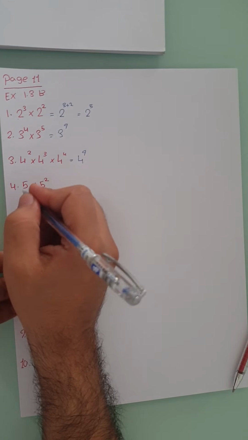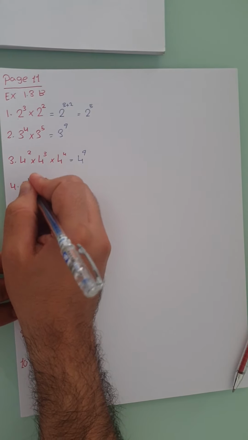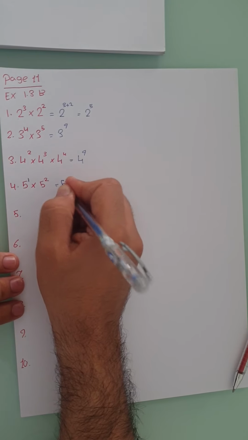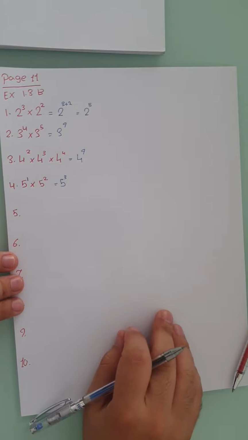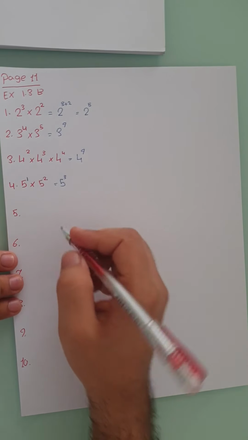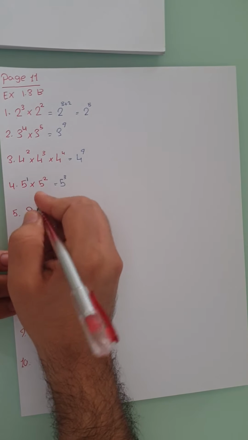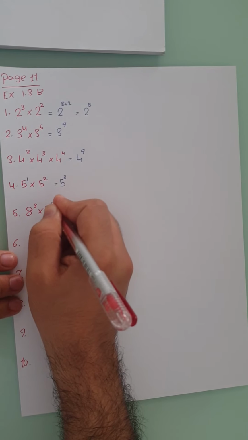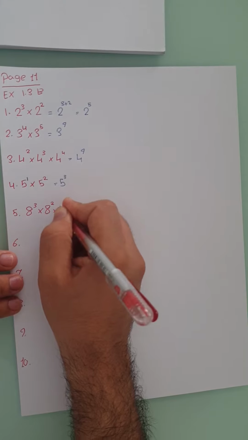Okay, I didn't mention the value of the power here, then you know for a fact it is 1. So 2 plus 1 is how much? 3. Okay, question 5. 8 to the power of 3 times 8 to the power of 2 times 8.